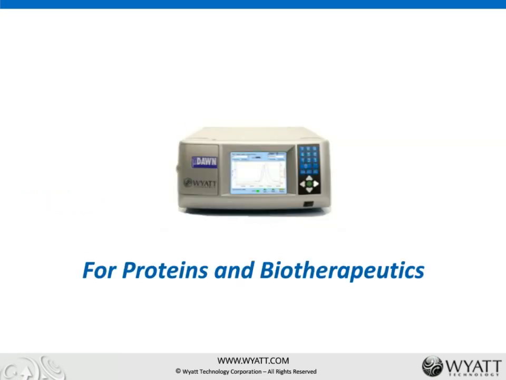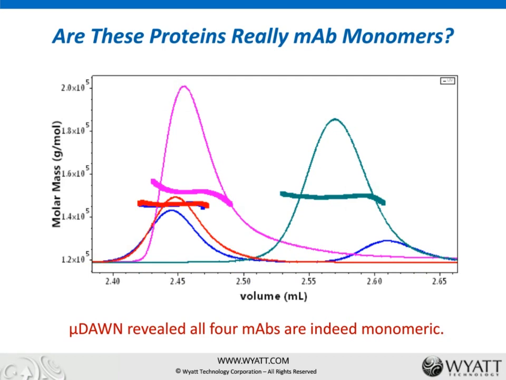First, I'm going to share some applications and data for proteins and biotherapeutics. The first example is four monoclonal antibodies. We saw a similar chromatogram earlier. They're supposed to be monomers, but they elute at very different times. Microdon revealed all four antibodies have very similar molecular weight, from 145 to 155 kilodalton. So they're indeed monomeric, but their elution times or volumes are very different.